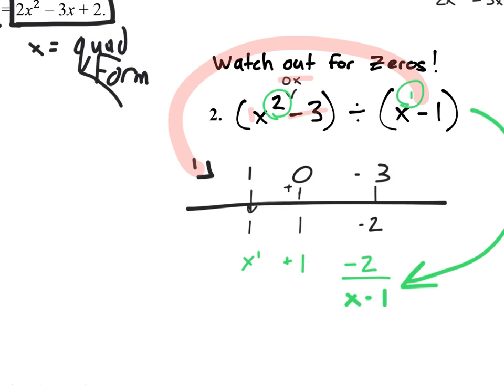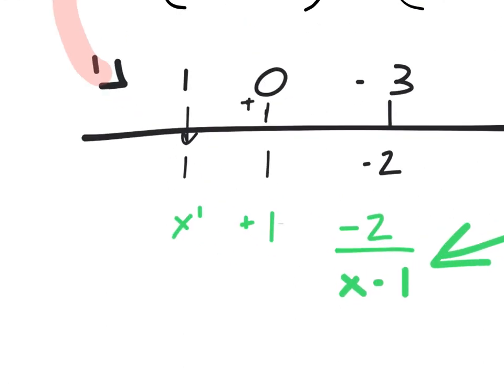All right. Now, in the future, we essentially ignore these answers because they don't help us do anything. But that would be the proper way to write that answer. x squared minus 3 divided by x minus 1 would give us x plus 1 minus 2 divided by x minus 1.